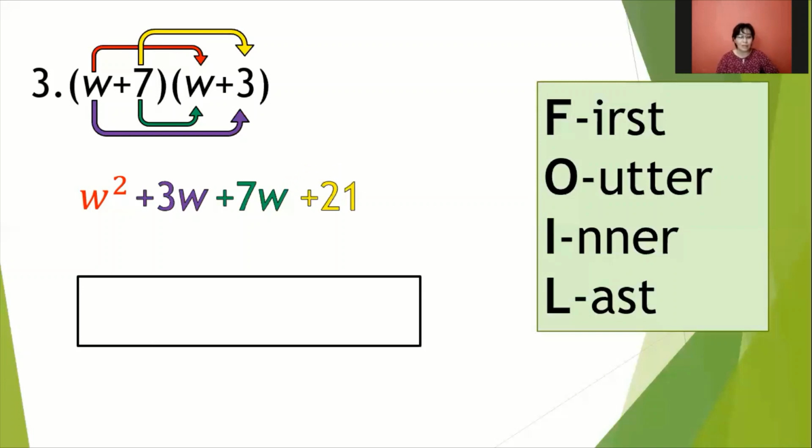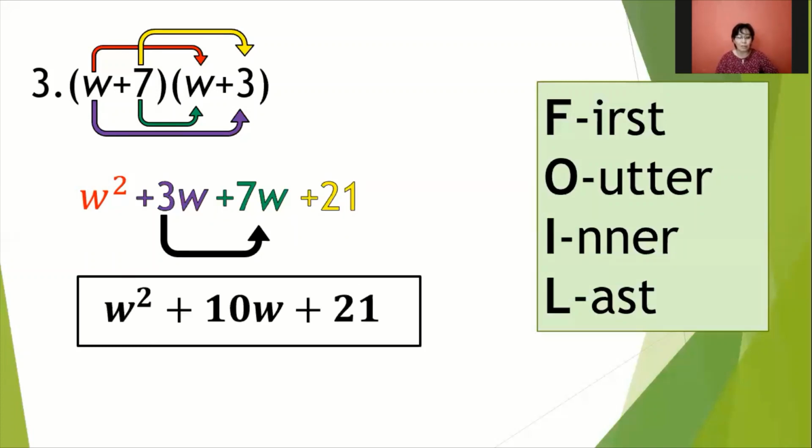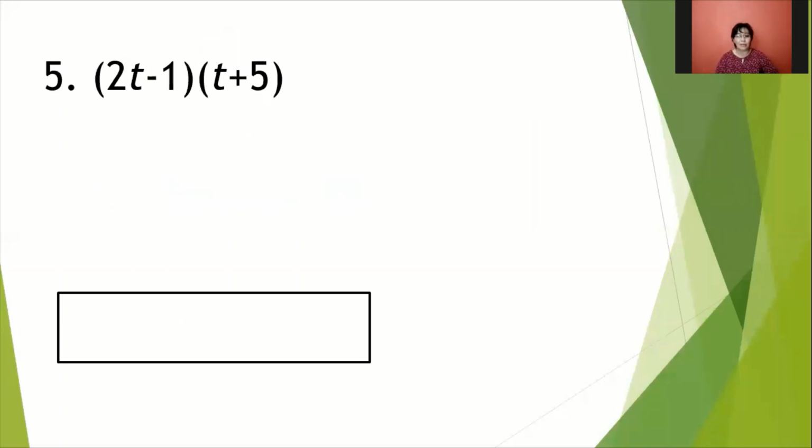Then, what can you notice about the mathematical sentence? Okay, you have to combine like terms. And what are the like terms? The like terms are 3W and 7W. You have to combine. Therefore, the final answer is W squared plus 10W plus 21. Okay? Is that clear? Let us go now to number 5.